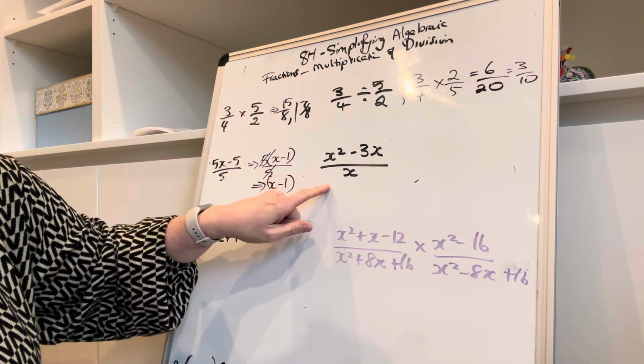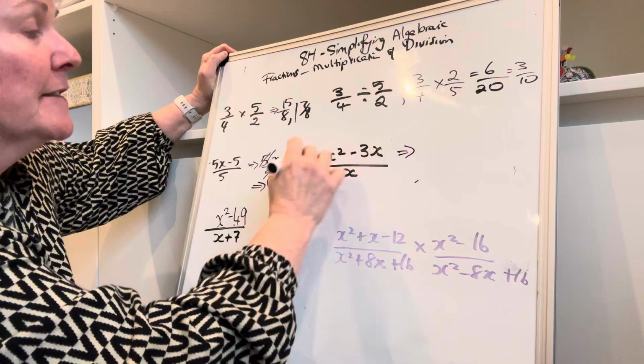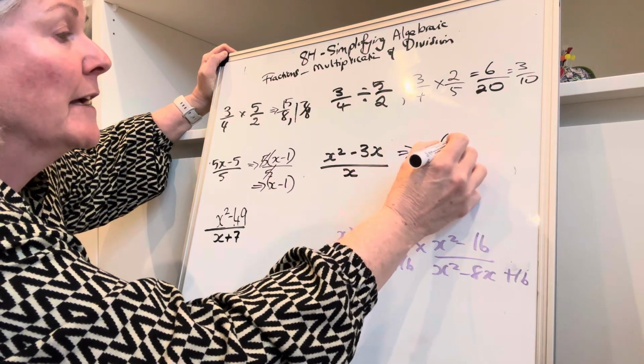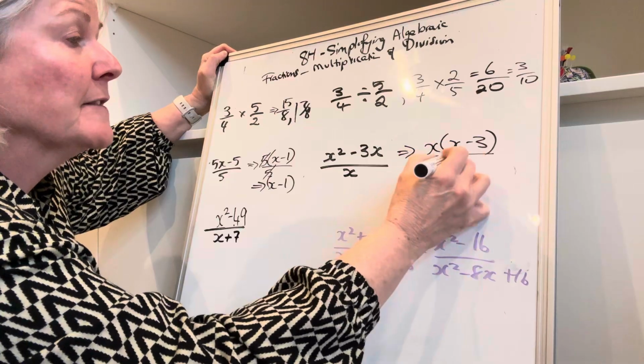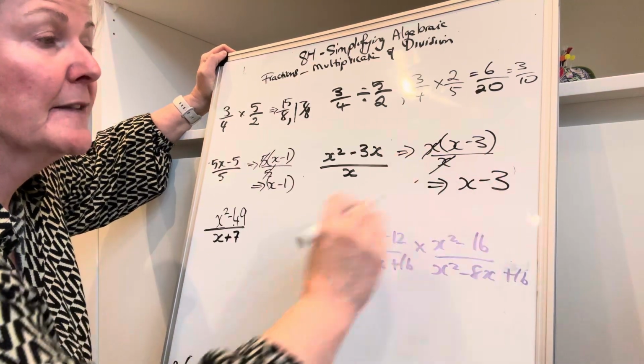All right, the next one, we've got x squared minus 3x over x. So we're going to take out x as the common factor from this pair of terms in the numerator. So x minus 3 over x. The x's will cancel out, so we're left with x minus 3 as our answer.